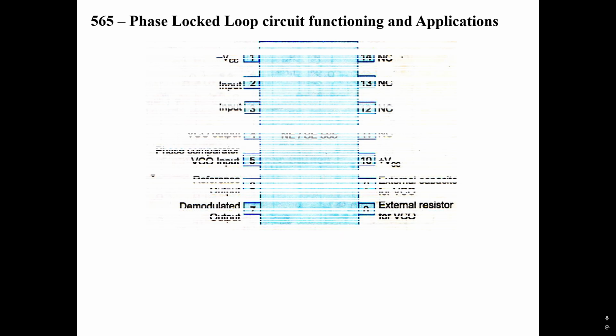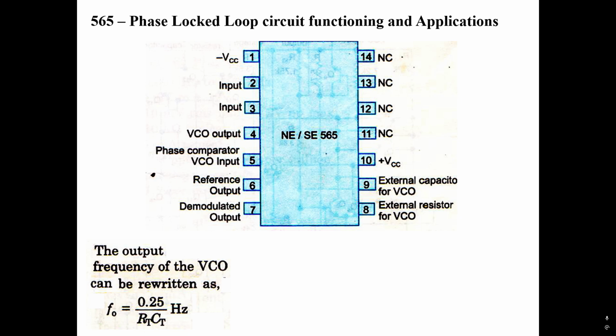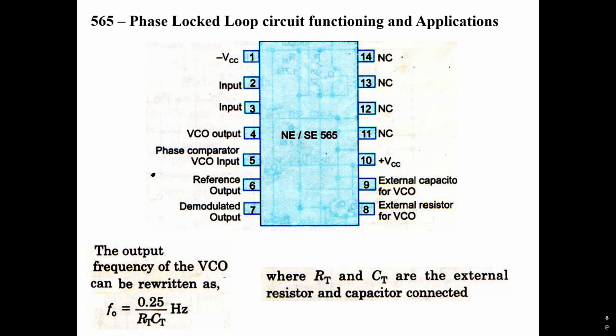565 phase locked loop circuit functioning and applications. So this is the IC. The output frequency of the VCO can be written as f0 equals 0.25 divided by RT CT hertz, where RT and CT are the external resistor and the capacitor connected.